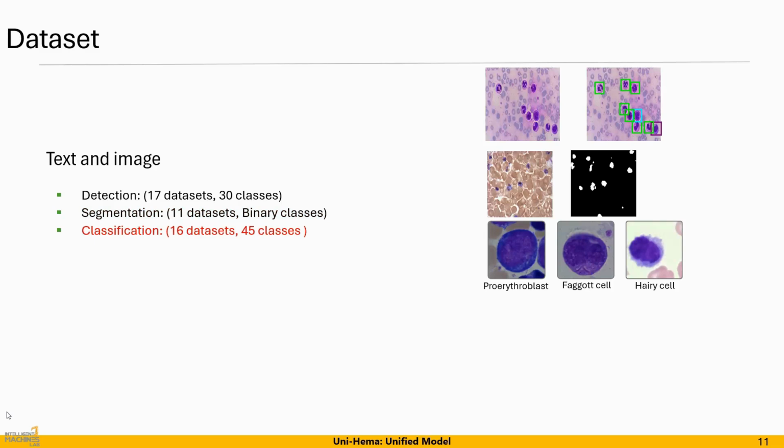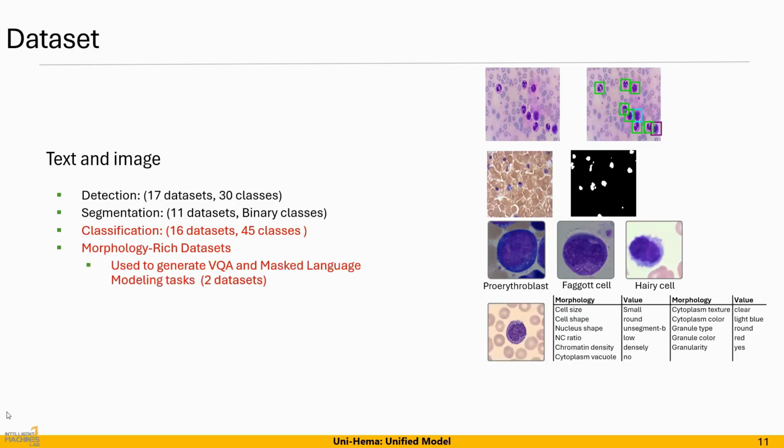Most of the largest datasets belong to the single cell images from the blood and the bone marrow. So we use 16 datasets and by combining them, in the result, we have 45 classes. So for the multimodality dataset, we use two morphologically aware datasets and created the VN mask language modeling and VN question answering dataset. Totally, we have 46 datasets containing almost 0.7 million images.